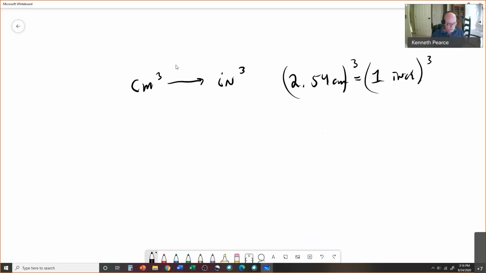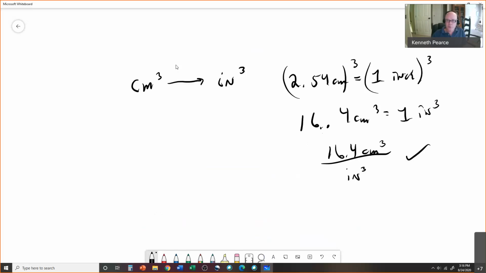and so you go 2.54 to the third. And so now I can produce a conversion factor of 16.4 cubic centimeters equals 1 inch cubed, and now I have a conversion. And so sometimes you have to take the basic conversion, which is 2.54 centimeters equals 1 inch, and you might have to do a little bit of extra work to get it into the proper form. And now we can go directly.